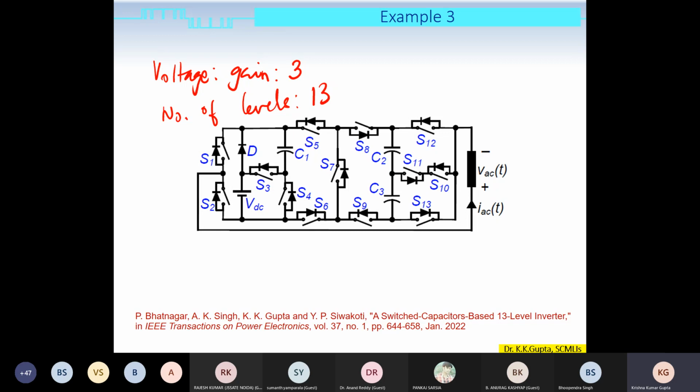Now the control that I'm going to discuss is a universal control. Any kind of switched capacitor topology can be modulated with the help of this scheme. And if any one of you is interested, I can share the Simulink models with you for all these three topologies.